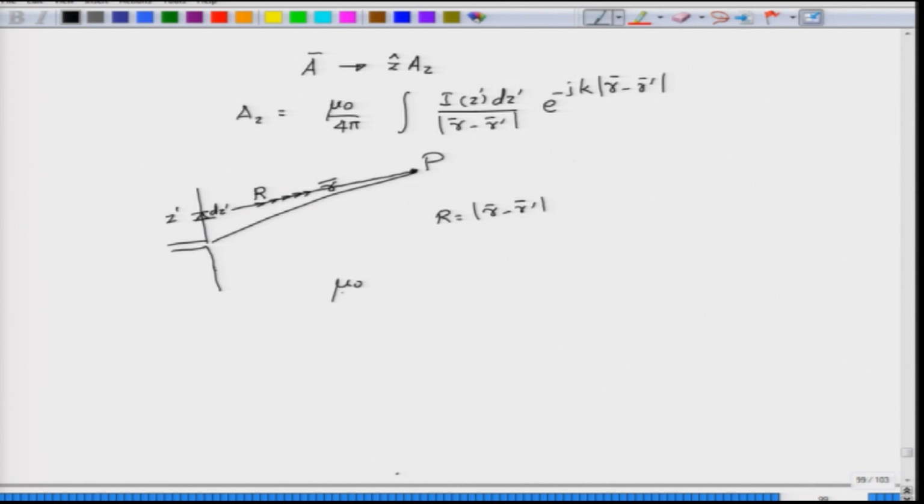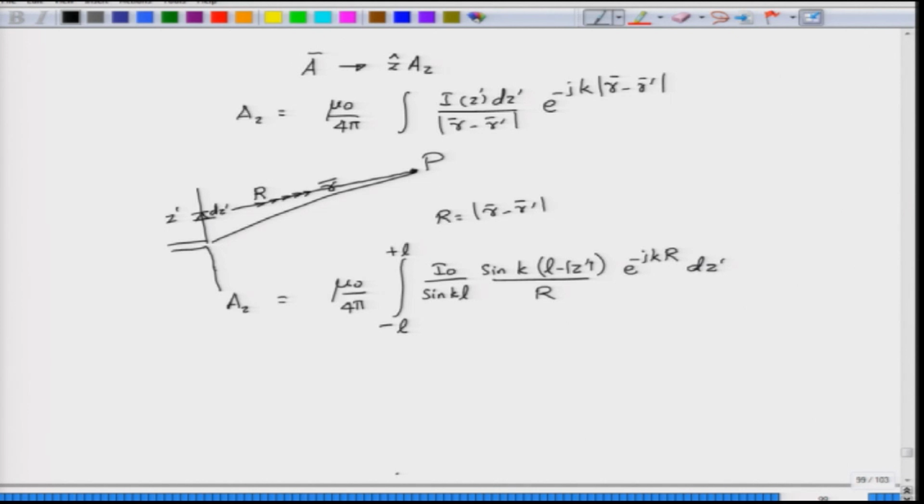First I will substitute the expression for I of z prime, which is the current distribution that we have assumed, and that would be I 0 by sin kL, and then you have sin of (kL minus the magnitude of z prime), because z prime can go from minus L to plus L, covering the entire antenna region. Along with this there is a denominator R, and then you have e power minus jkR. This is integrated over the source element from z prime equal to minus L to plus L. If you perform this, this is what you are going to get.